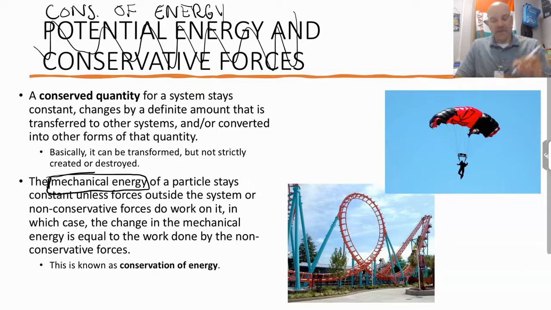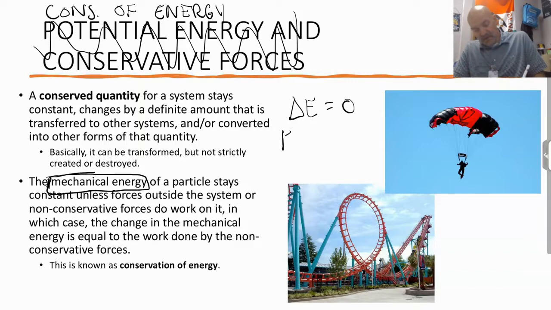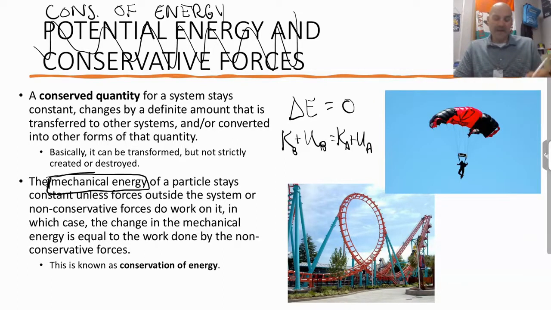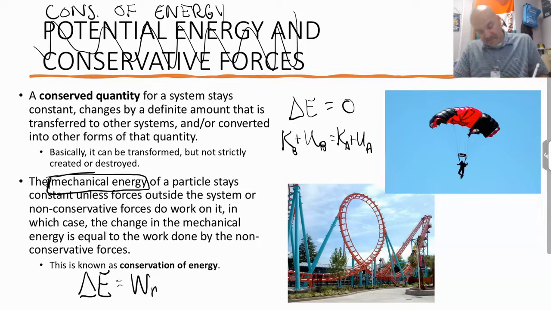In Physics 1, oftentimes we just said delta E equals 0, or K plus U before is equal to K plus U after. What we're saying here in Physics C is that it's going to be equal to delta E, but we're not saying it's equal to 0. We're going to say it's equal to the work done by non-conservative forces.